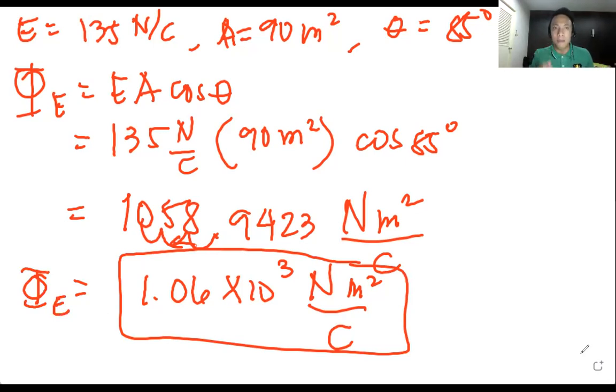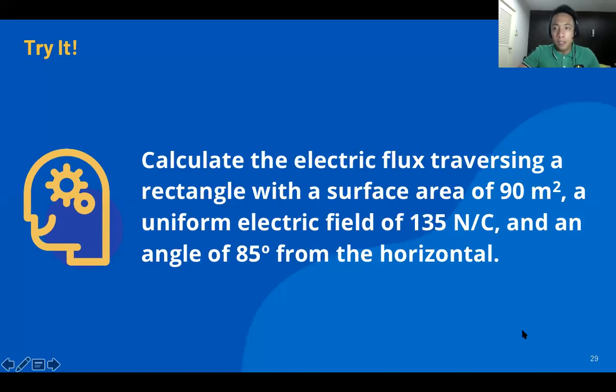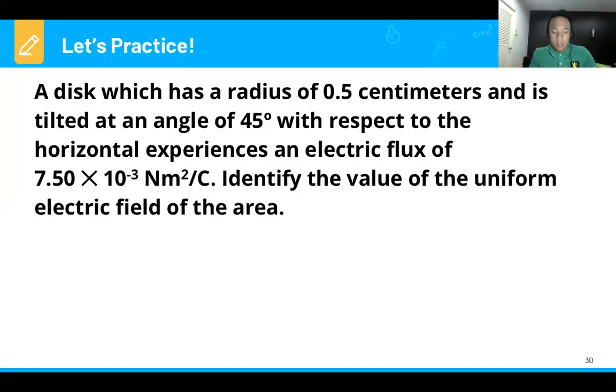Okay, now last example. Yun yung pinakamahirap. Okay, pagtulong-tulungan natin. So this will be the last example. A disk which has a radius of 0.5 centimeters and is tilted at an angle of 45 degrees with respect to the horizontal experiences an electric flux of 7.50 times 10 raised to negative 3 Newton meters squared over Coulomb. Identify the value of the uniform electric field of the area.